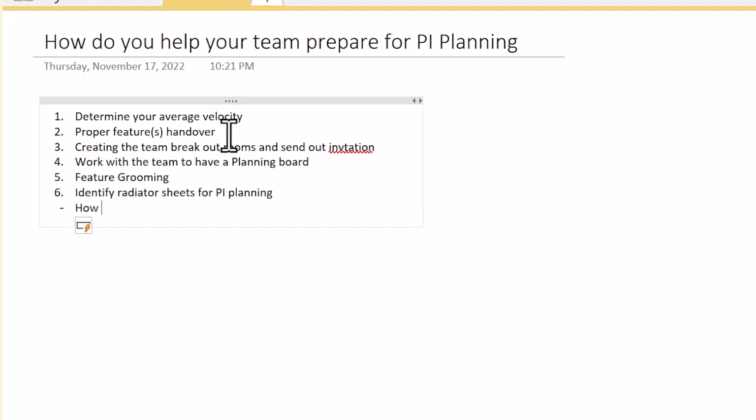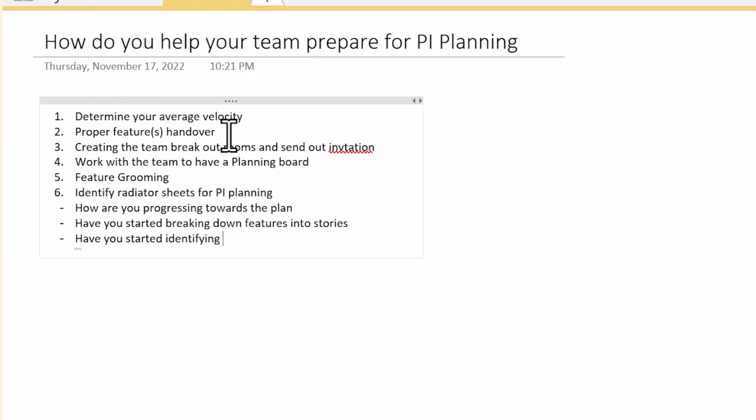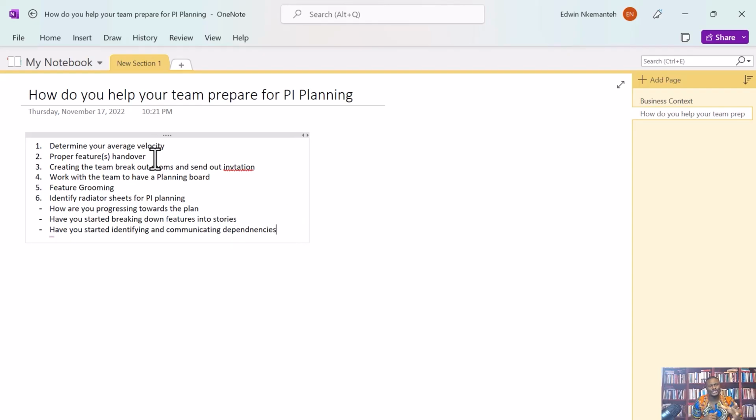The goal of the Scrum of Scrums is to answer: how are you progressing towards your plan? As a team, have you started breaking down features into stories? Have you started identifying and communicating dependencies? Those are some of the questions you'll be answering during PI planning. So it makes sense to have a look at this sheet even before your PI planning.